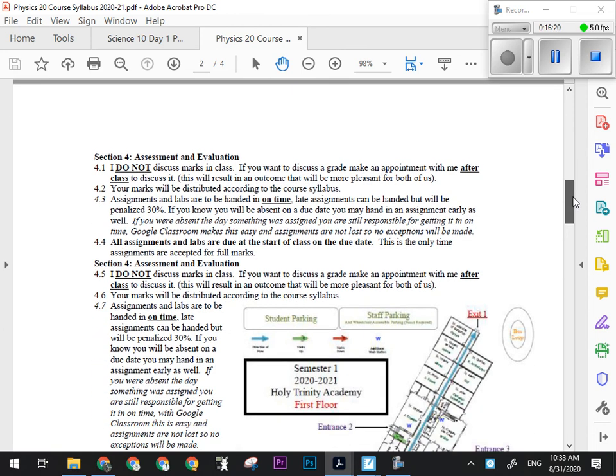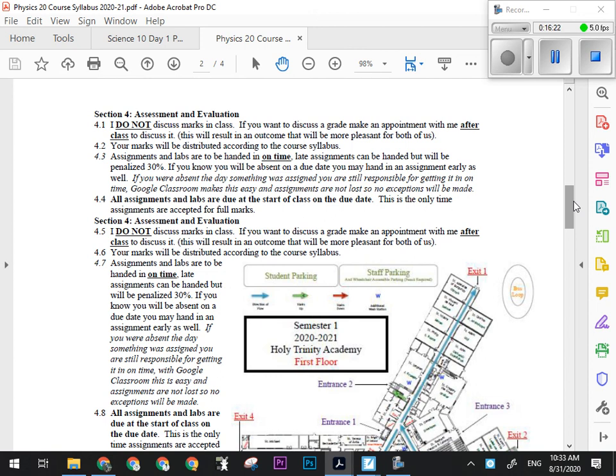Okay, so assessment and evaluation. First thing is I will not discuss your mark with you in class. If you get something back and you're not happy with the mark, you don't come up to me in front of the entire class and talk it over, because I won't. I can't do that in front of everybody else. It's a FOIA thing, and it never ends well. So if you have a question about your mark, then come and see me at lunch or after school or something like that. I'll be happy to talk to you about it then, when we don't both have to save face in front of everybody else.